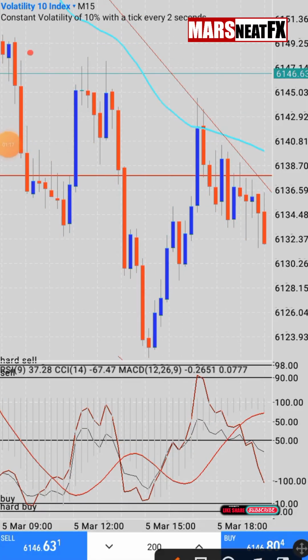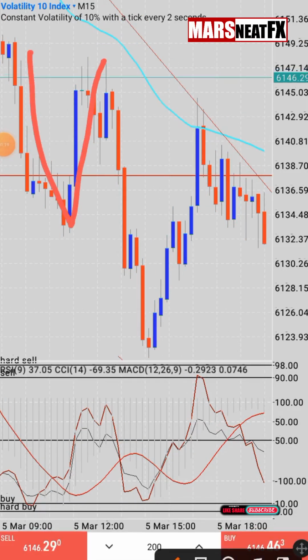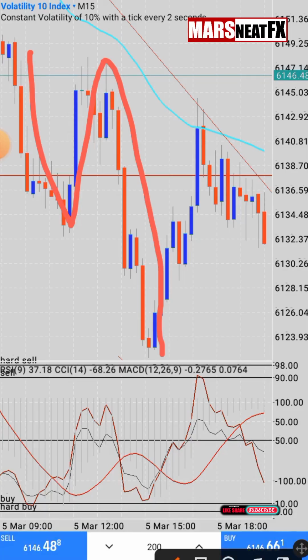For example, now the market was trending down and it came up, and what happened? It trends down again. So what I do immediately is look for a break of structure with a full body candle closing below, not a wick. Are you getting it? Not a wick.